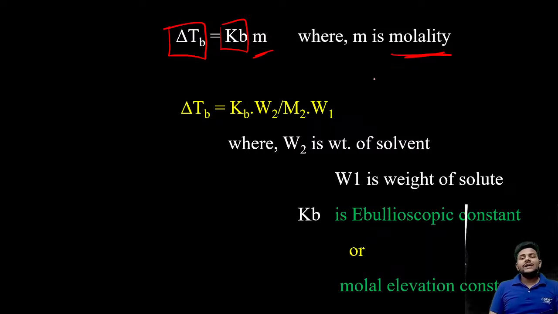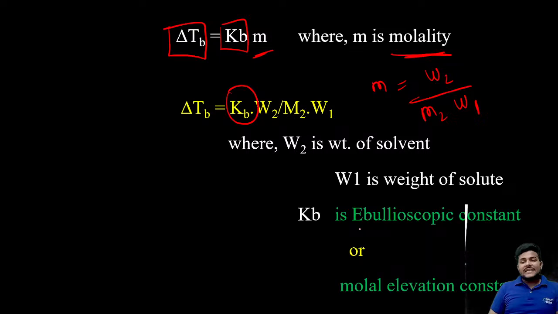Molality m is represented by W2 divided by M2 by W1, where W2 is the weight of solute, M2 is the molecular mass of solute, and W1 is the weight of solvent. So this is our molality, and Kb is the ebullioscopic constant, or we can say molal elevation constant. There was a question in the previous GPAT asking what Kb stands for in elevation in boiling point.